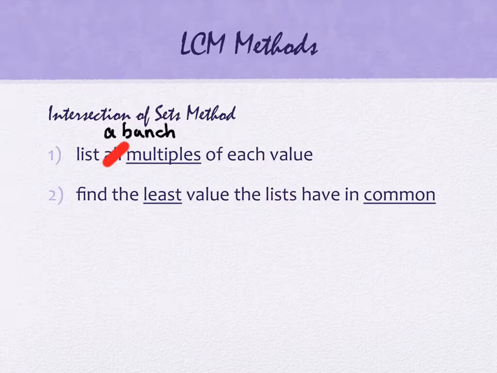A bunch. You're going to list a bunch of multiples of each value because it's not possible to list all the multiples, right? You can't do that because there's always one bigger. There's always lots bigger than the one you just said. And then you find the least value on the list. That is the first value that they have in common. So it's the smallest value they have in common instead of the biggest.